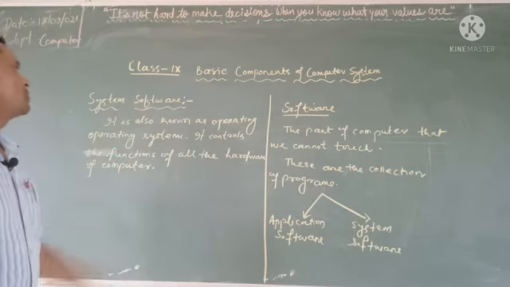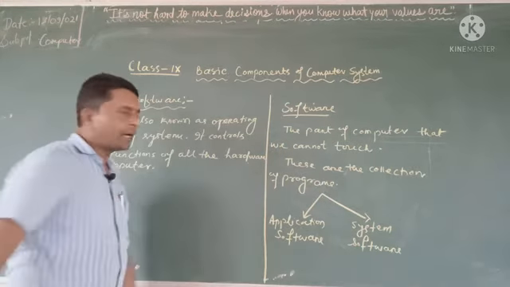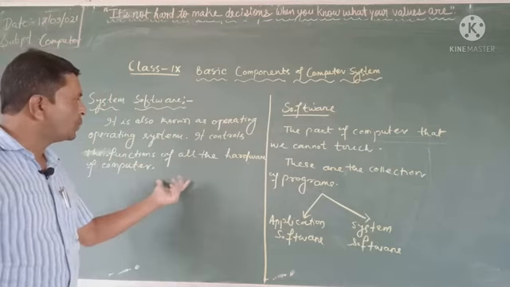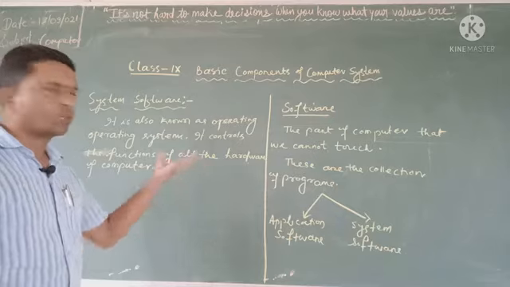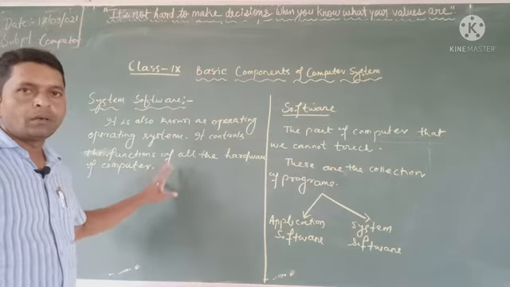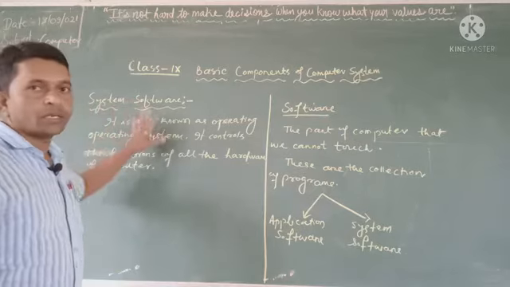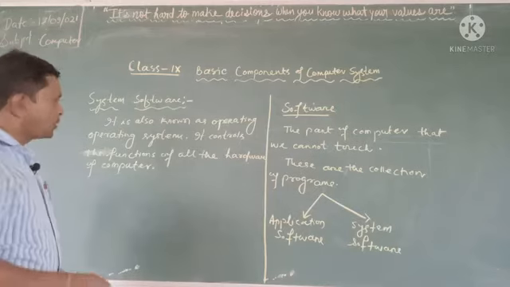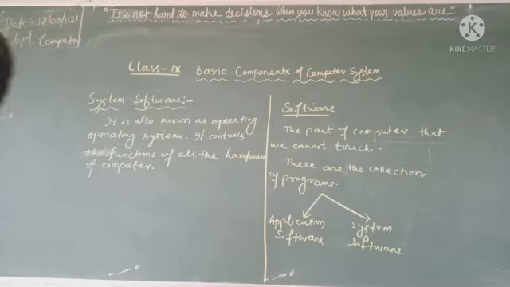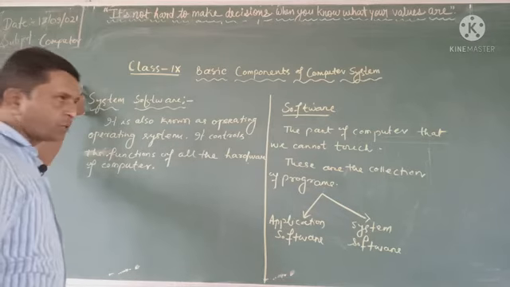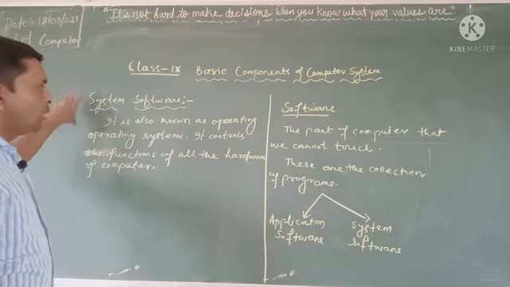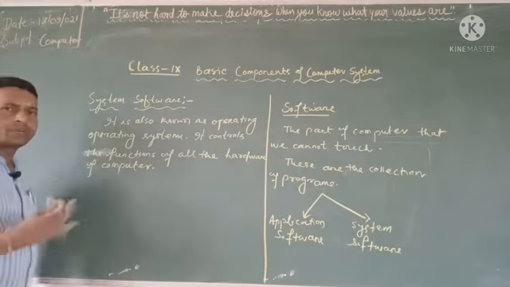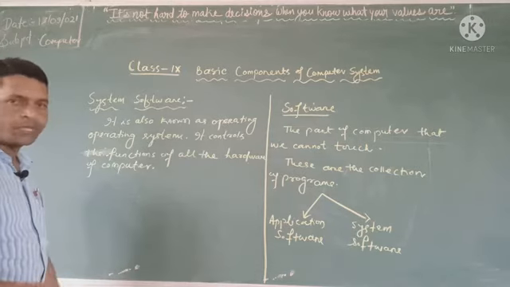If you don't have the system software, then your computer and any other components, like your keyboard, mouse, CPU and any other devices attached to the computer, are not workable. If the system software is not there, then all things are just like toys. So we have to first install the system software, which operates and controls all the hardware of the computer.